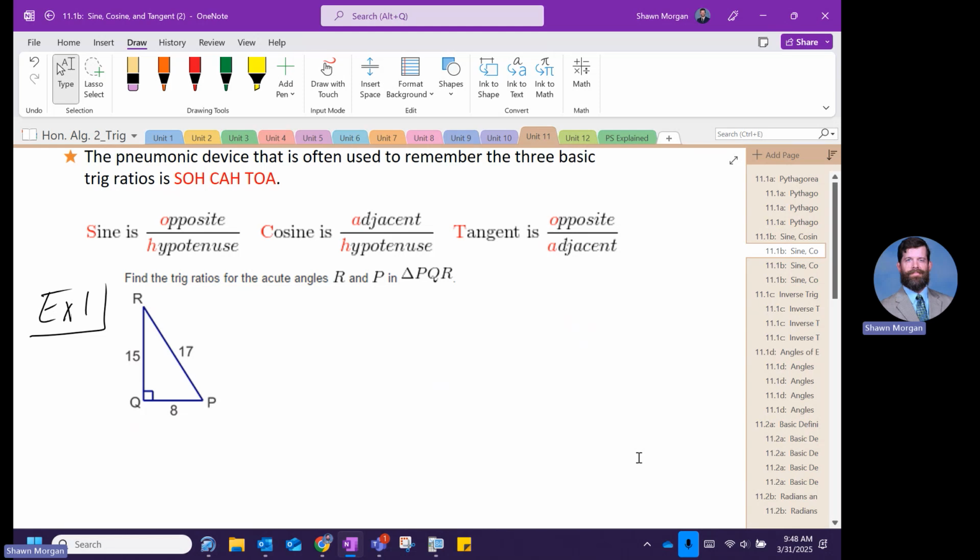Acute angles R and P. All right, so we'll start with R. Now I'm just going to go with 6 of you, okay? So Stephen, help me out. What is the sine of R?